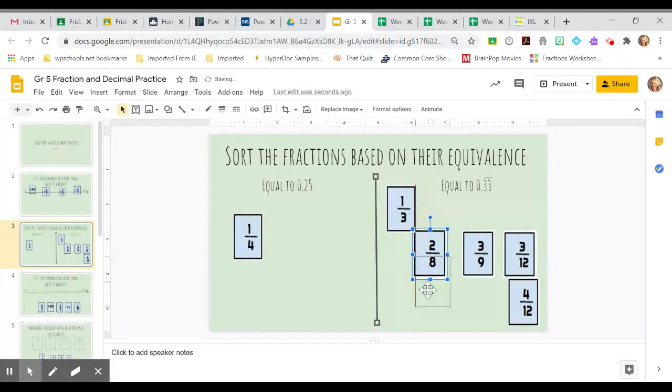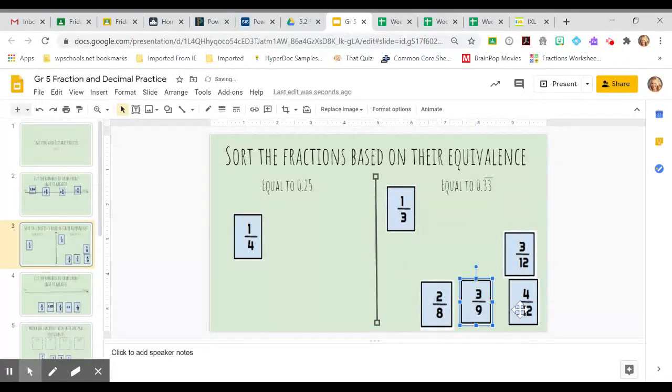All right, so now we need to talk about these others. Do you see anything else that's equivalent to 1/4? Yes, anything else that's equivalent to 1/4, Brady? 2/8 is equivalent to 1/4. Okay, anything else? What did you say? 4/12 is going to be a third.